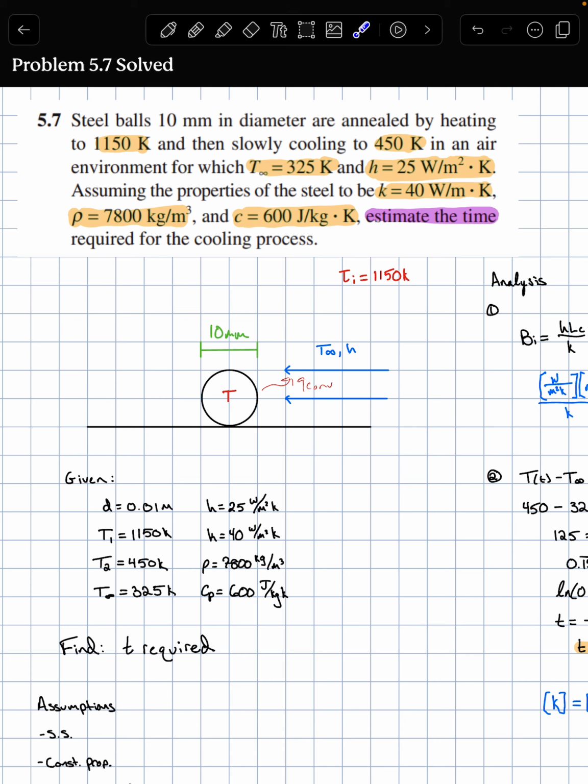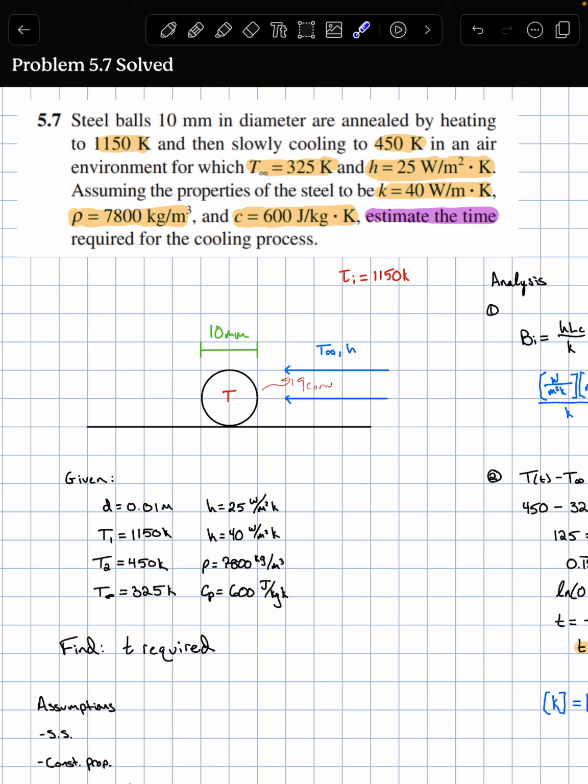For my problem, I chose problem 5.7, which is out of chapter 5, the beginning of which is lumped capacitance. So that's what we'll be doing in this problem here. I'll go ahead and read it off, and the problem's pretty broken English.